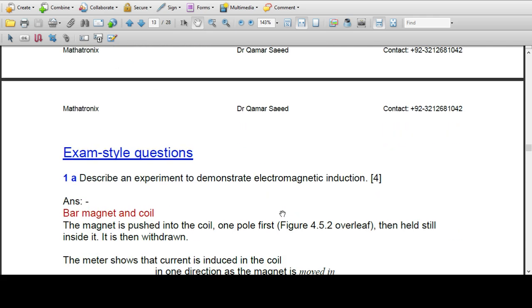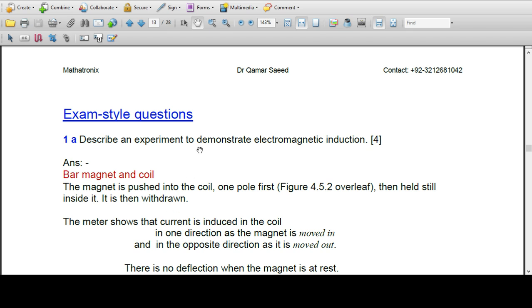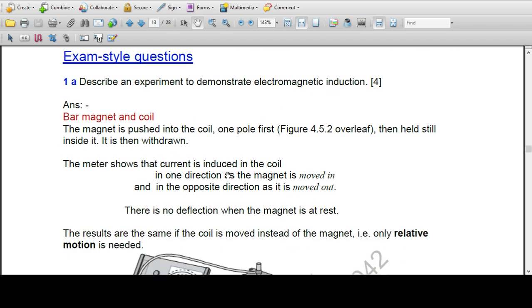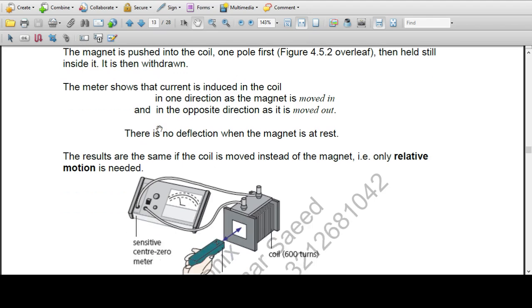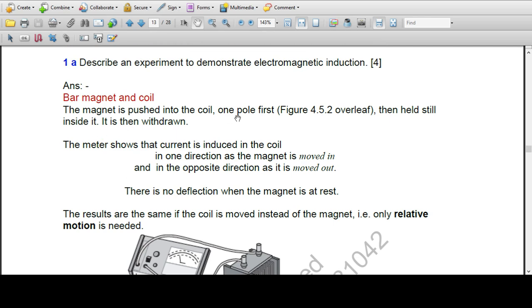Exam style questions. Describe an experiment to demonstrate electromagnetic induction. Here we have a bar magnet and a coil. This is the coil and this is a sensitive galvanometer type instrument, and the meter shows the current is induced in the coil in one direction if the magnet is moved in, and in the opposite direction as it is moved out.